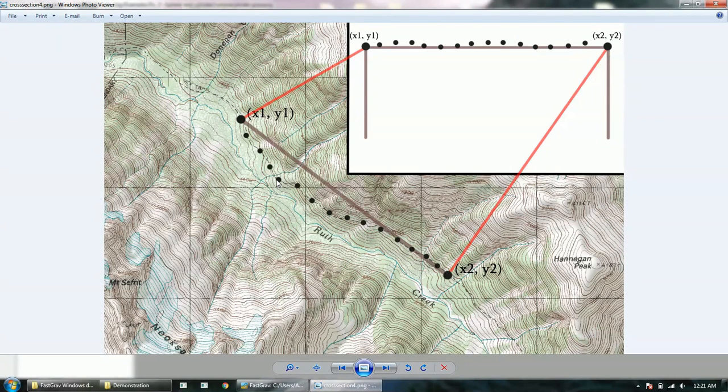FastGrav uses a 3D XYZ coordinate system to compute gravity effects. So if you have XYZ data, like real-world UTM coordinates with associated gravity measurements, you can use those coordinate numbers directly without changing them in any way. And the cross-section tool will still allow you to visualize your data as if it were on this perfectly straight transect. All right, let's go back to FastGrav now.